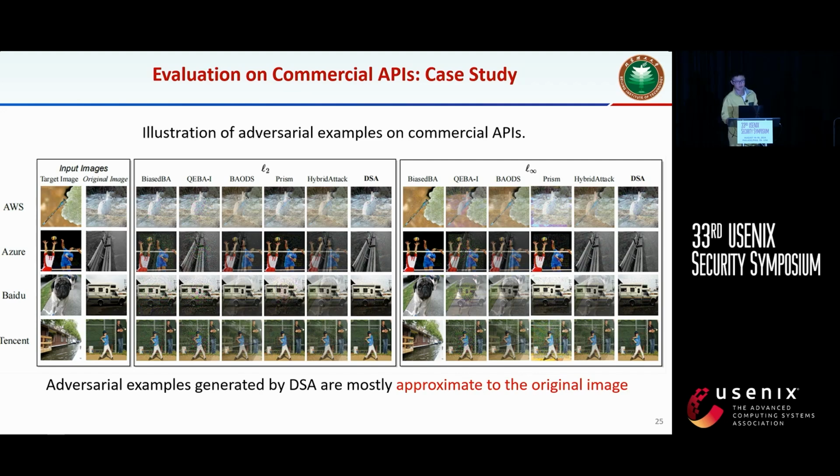Here we present the real adversarial examples of each attack against the commercial DNNs. We can intuitively observe that the adversarial examples generated by our attack are mostly approximate to the original image. In contrast, the adversarial examples generated by the others have noticeable features of the target image or noises that are easily perceived by human eyes.